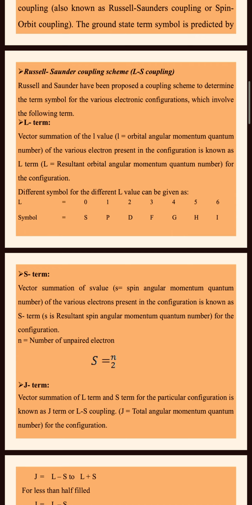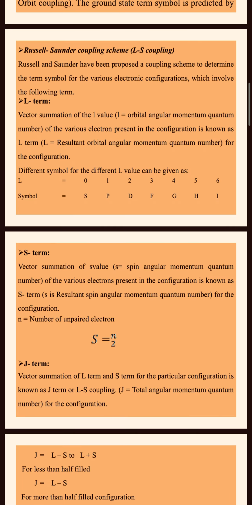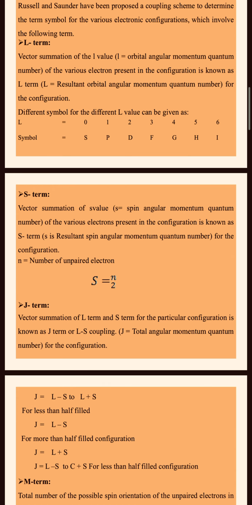So in the term symbol we have certain symbols. It is generally N, L, J. So what is N, what is L, what is J? You should be knowing. The first one is the L term. For L equal to 0 the symbol is S, for 1 P, for 2 D, 3 F, 4 G and so on. Then the S term, which is the spin angular momentum.